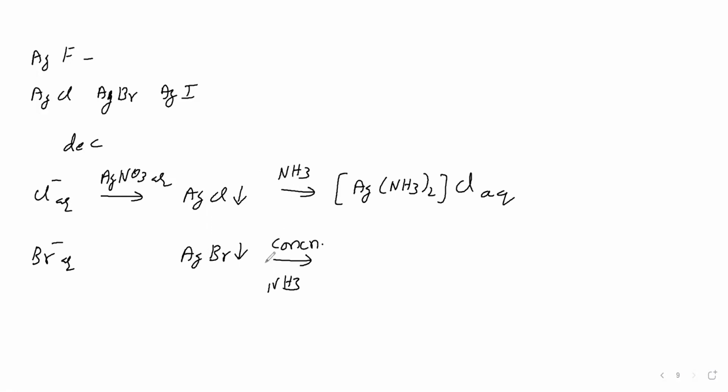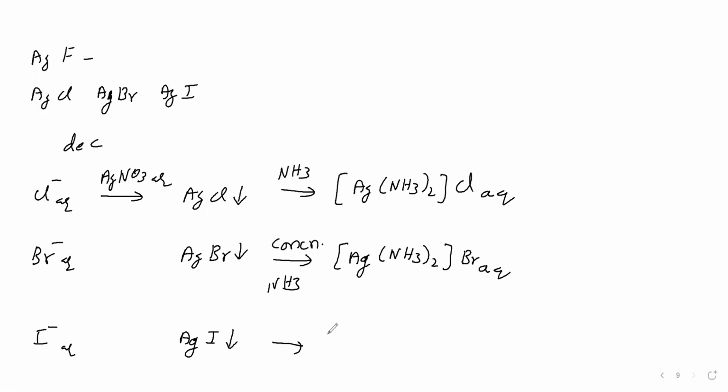AgBr, the pale yellow precipitate, dissolves in concentrated ammonia due to formation of a complex. The complex is Ag(NH3)2Br. If you take I minus aqueous solution and add silver nitrate solution, we get silver iodide, a yellow precipitate. To this you add concentrated ammonia. What happens is this AgI is not soluble in concentrated ammonia. Silver iodide is insoluble in ammonia.